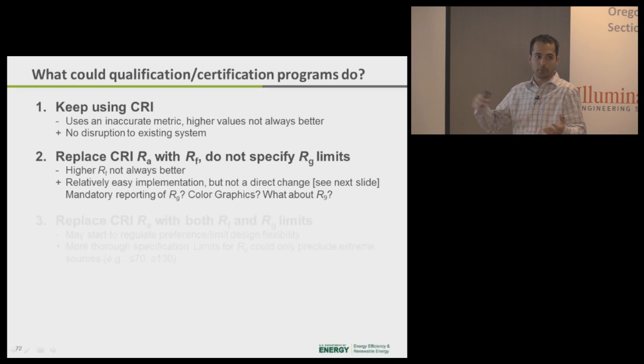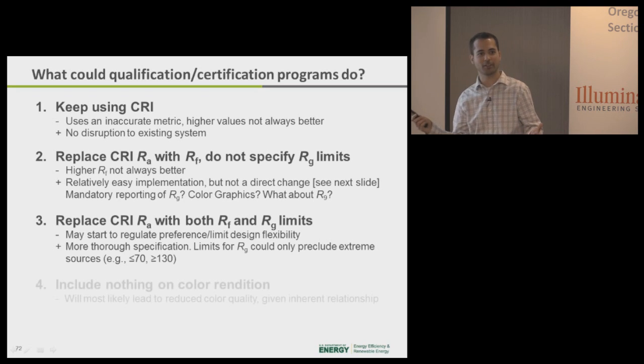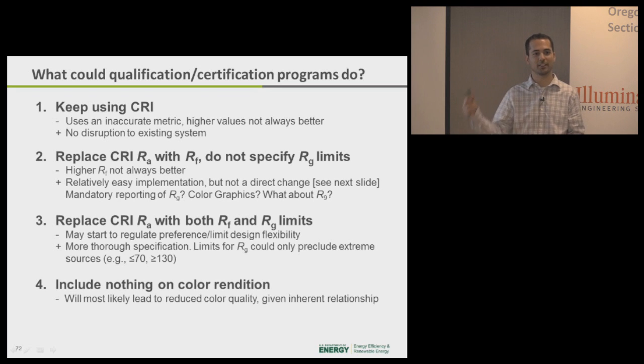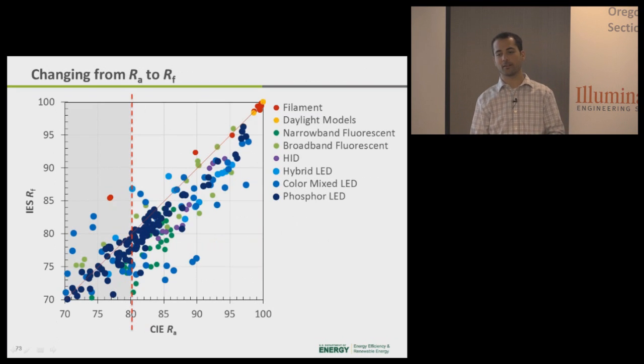You could specify limits for both RF and RG. Again, do you start then getting into the situation where you're specifying out sources that would actually be useful in certain applications? And that's something to be aware of in types of specifications. Include nothing, well then you're just going to probably have high energy efficiency and terrible color. Or at least for the meantime, say an and/or type of approach, you have to meet a CRI specification or an RF type of specification. So this is always sort of interesting, thought-provoking.